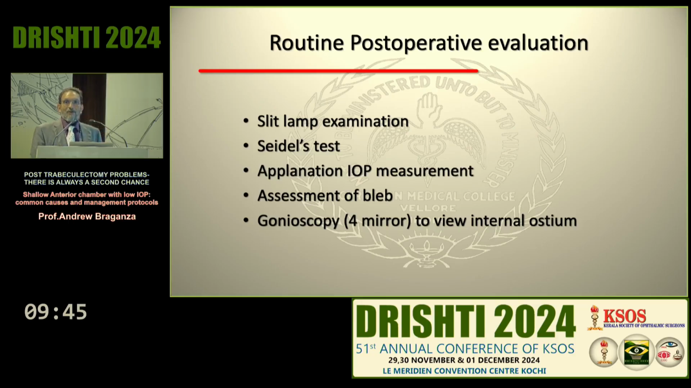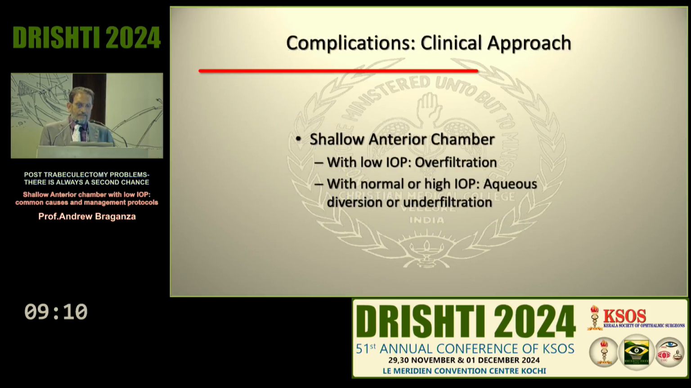So when we evaluate a patient after surgery, we do a routine post-operative evaluation, which I've actually listed here because it's not common for everybody to do all these things, but we try to do it. So you have to do a proper slit lamp examination. Torchlight will not do. You need to do a Seidel's test. You need to check pressure with applanation. And then, of course, you assess the bleb. And if necessary, even on the first post-op day, you can do a gentle gonioscopy if you need to have some information about what's happening inside.